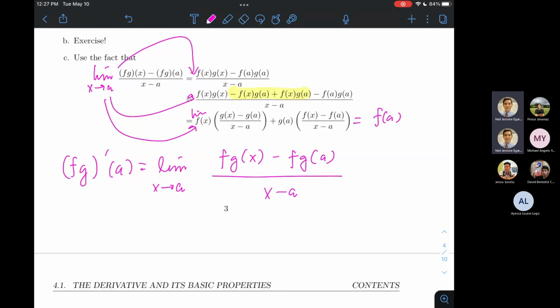So merong mga limit na to sa unahan. Ha? So yung limit na yun ay equal kay f of a times limit nitong quotient na to, but that is just g prime of a by definition, plus g of a times the limit of this guy as x approaches a, but this is only what? That is just f prime of a. So that ends the proof, okay? So nothing fancy about the proof. It's just that we need this clever expansion of the expression inside the limit.